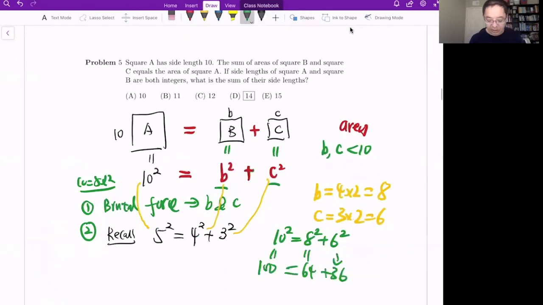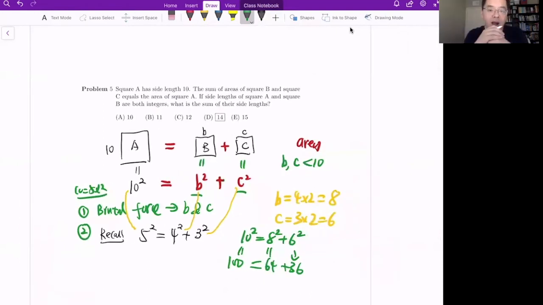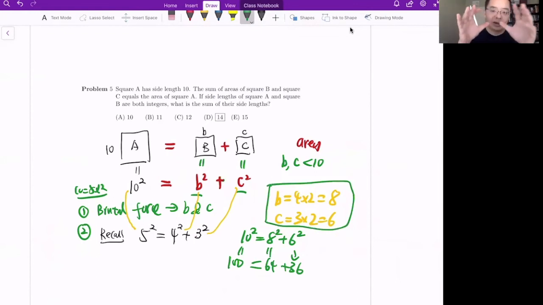All right, and this is the only valid option that works for us. So we get these two things. Now, of course, you might ask, why does B have to be 8? Why can't B be 6 and C be 8? Sure, you can switch, it doesn't matter.